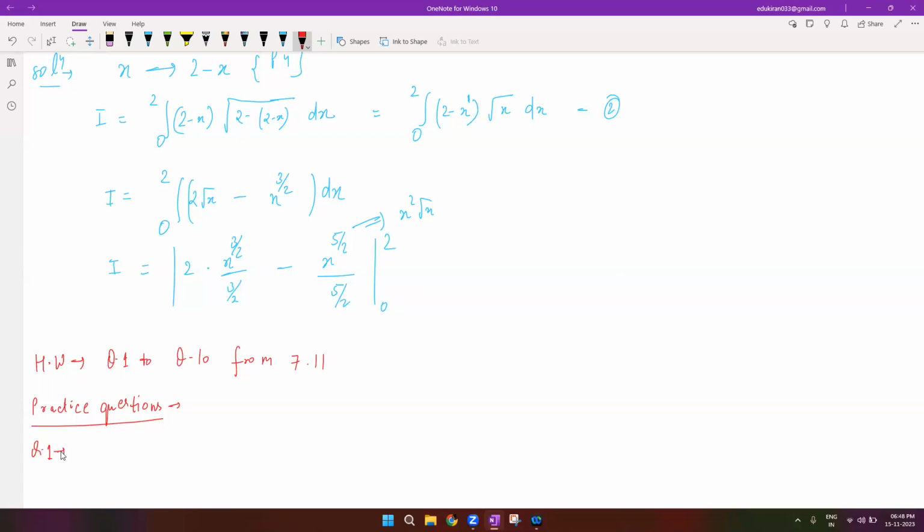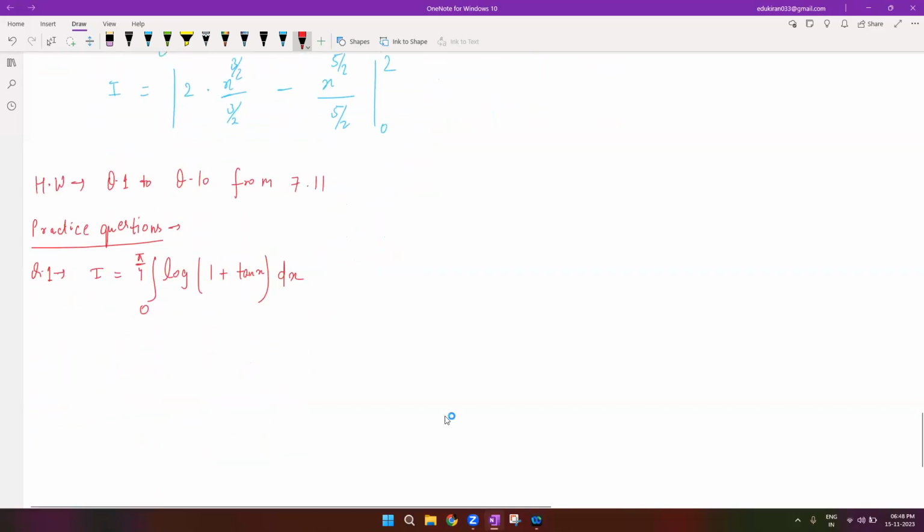Okay, so let's solve this one. This is a good one, by the way. The integral from 0 to pi by 4 of log of 1 plus tan x. This is a good one. So we will again start thinking on first.